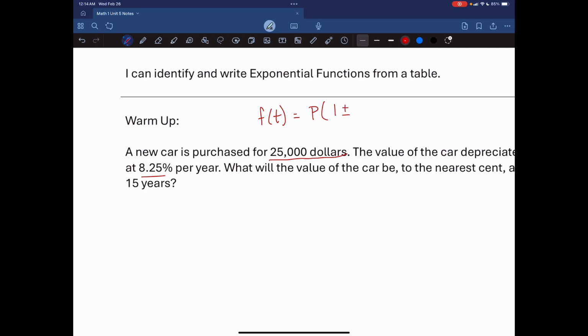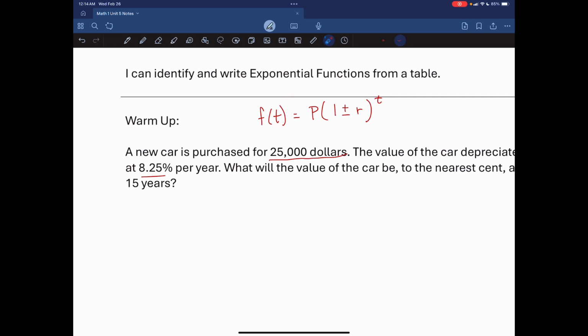So if we're increasing, we use plus. If we're decreasing, like depreciating a car, we're going to do minus. My interest rate, and we typically write our interest rate as a decimal, not as a percentage. And then we're going to raise that to the t. So whatever goes here will end up being plugged in here.